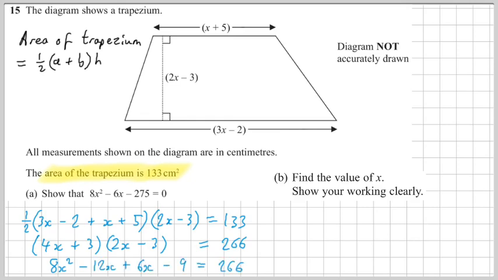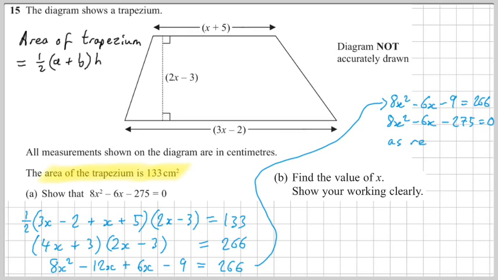checking everything as you do it, double checking, not whizzing ahead until you're sure that what you've just written down is correct. I've run out of space there, so I'm just going to go all the way up there and keep simplifying. And finally, if I bring that 266 over to the other side as negative, we have the required quadratic equation.